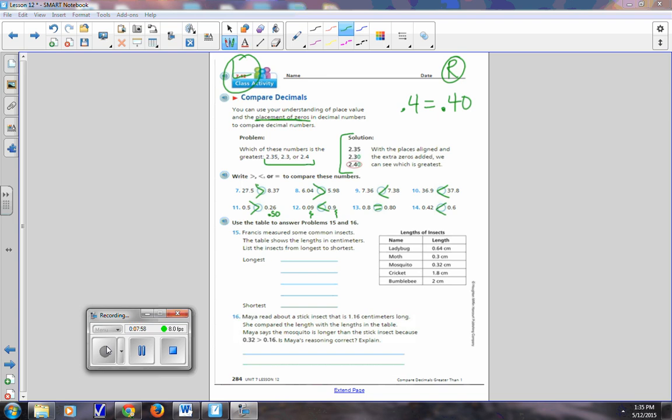So Francis measured some common insects. The table shows the length in centimeters. List the insects from longest to shortest. Well, let's look at the whole numbers first. Which one's going to be the longest? Bumblebee. Oh, it'd help if I spelled it right. Bumblebee. Okay, I'm done. Which one's next? Cricket.